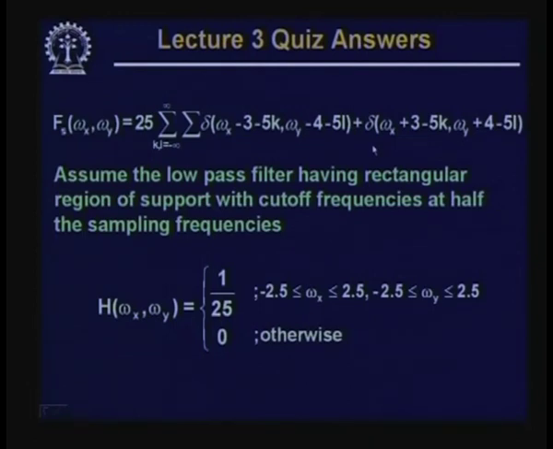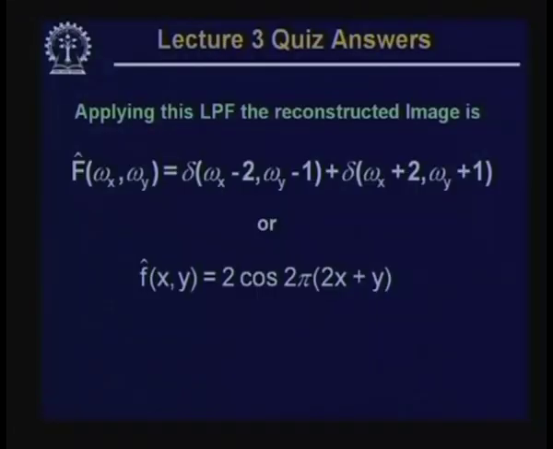And given a sampling frequency, for reconstruction the low pass filter that is used usually has a bandwidth which is half of the sampling frequency. That means, the low pass filter that will be used in this particular case will have a bandwidth of minus 2.5 to 2.5, both for omega x and for omega y. So, by using this low pass filter, if you take out a particular frequency band from the sampled image, you will find that the frequency band that you will take out is nothing but at frequency 2 along x direction and frequency 1 along y direction.